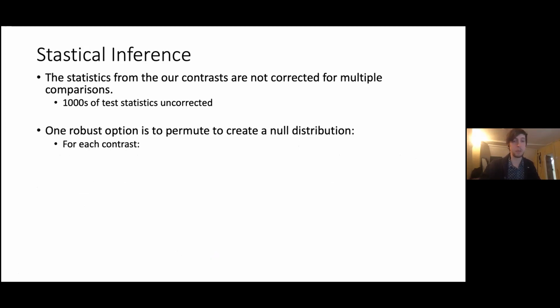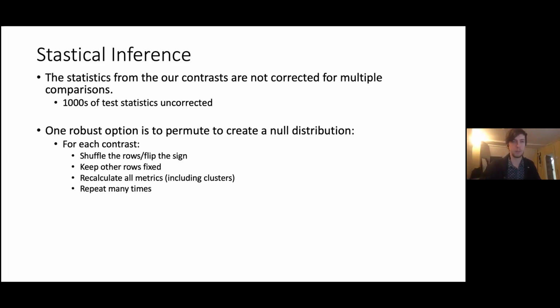And again, many people will be familiar with this, but in this case, for each contrast, we go through and we shuffle the rows or flip the sign of the design matrix that are weighted in that contrast, and then we keep the other rows fixed. And then we recalculate all metrics. Importantly, this has to include things like clusters. So you go through your whole pipeline. You repeat this many times, depending on how many participants you have and how many contrasts you have. This may have to be more or less.